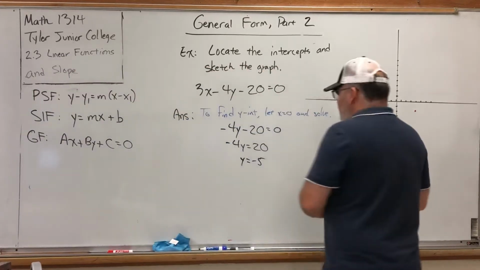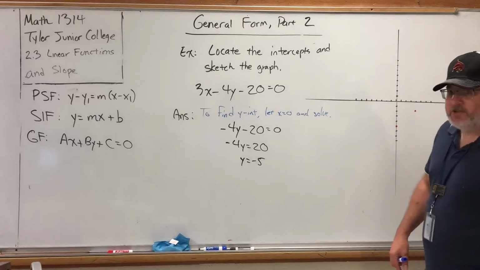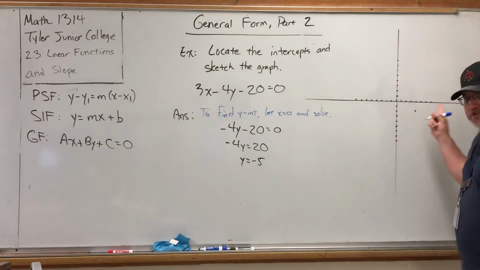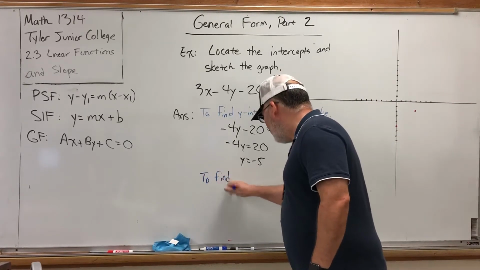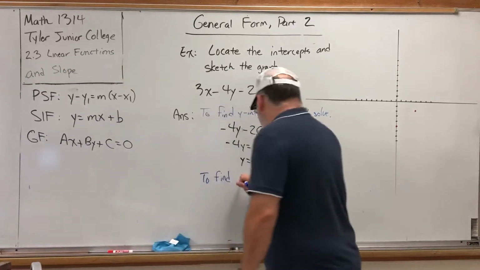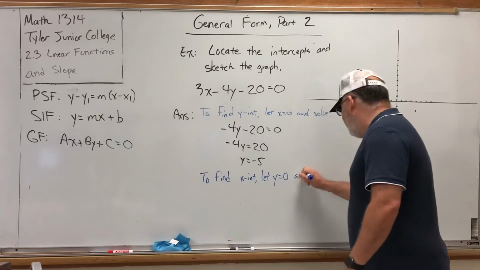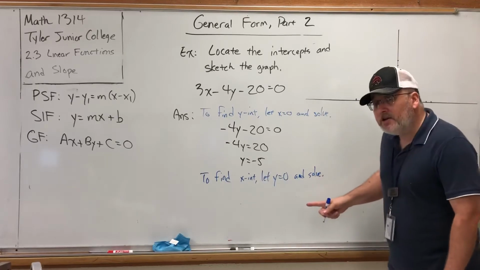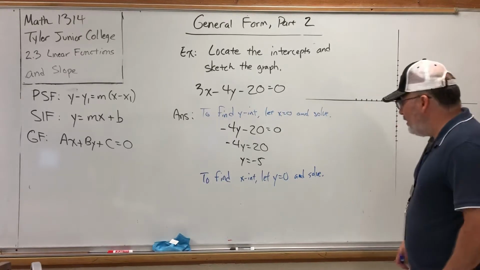Oh, but I need the x-intercept. Well, to find the y-intercept, you let x equal 0 and solve. Guess how you find the x-intercept? You shouldn't have to guess. If you're an x-intercept, you are on the x-axis, which means your y-coordinate is 0. So to find the x-intercept, let y equal 0 and solve. And as with this first blue statement, this will show up repeatedly throughout the course, especially once we get out of Chapter 2 and into Chapter 3 and beyond.